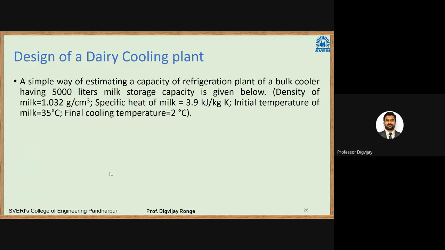Density of milk, so what is the density of milk? It is as good as 1032 kg per meter cube. Specific heat of milk is 3.9 kilojoule per kg Kelvin. Initial temperature of milk is taken as 35 degrees Celsius.